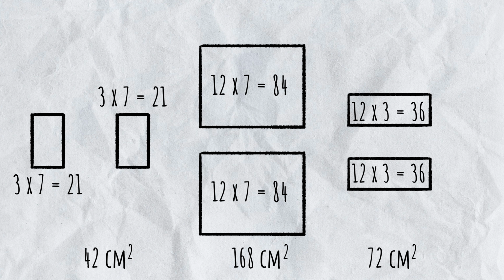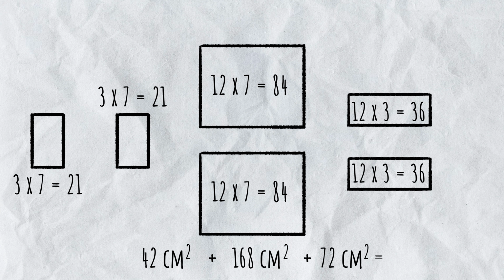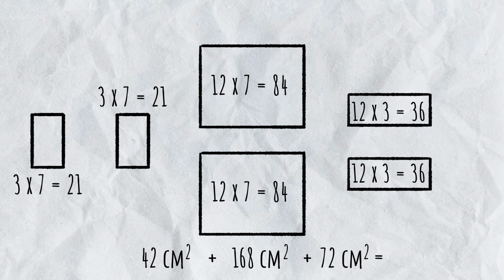Now once you've done all that, we actually need to add everything together. So we need to add all of the areas of each of the 6 faces together to give us a total. And when you add all of those together, you will get an answer of 282 centimeters squared. And that gives us the surface area of the whole cuboid.